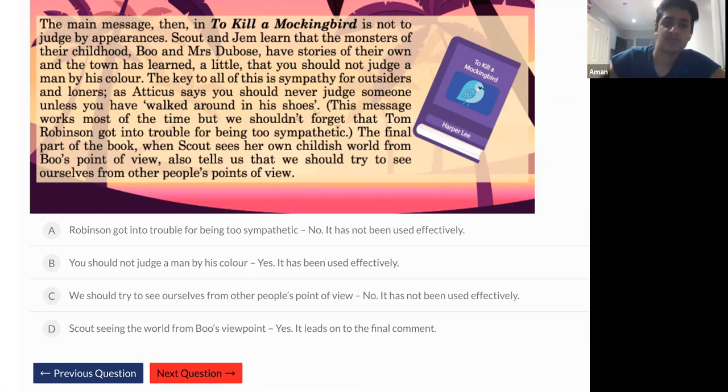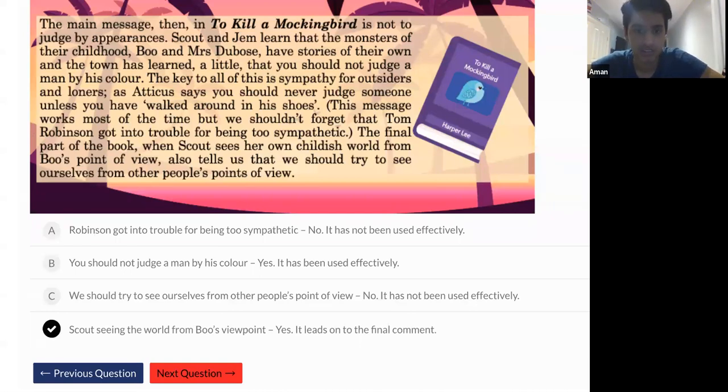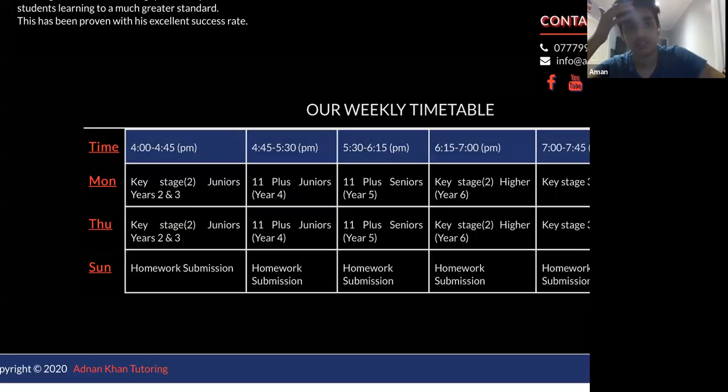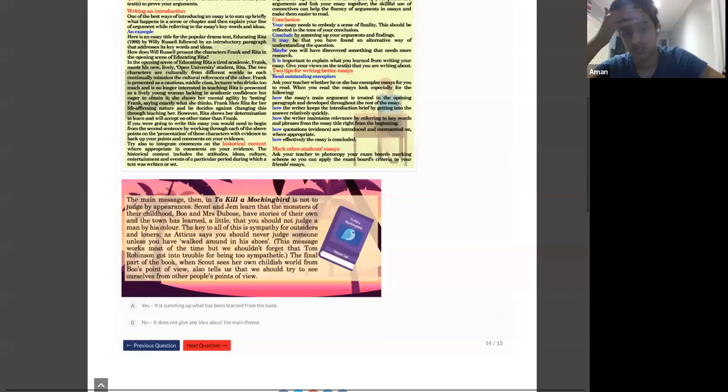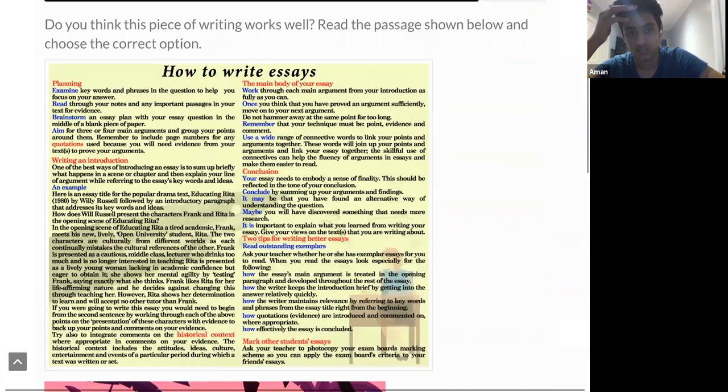Yes, it leads on to the final comment, which is towards the end of the text that we can see here as well. Okay, good. Anybody read this book, To Kill a Mockingbird, at all? It's a very popular book in schools, or used to be anyway, in my time. So thanks, Aman.